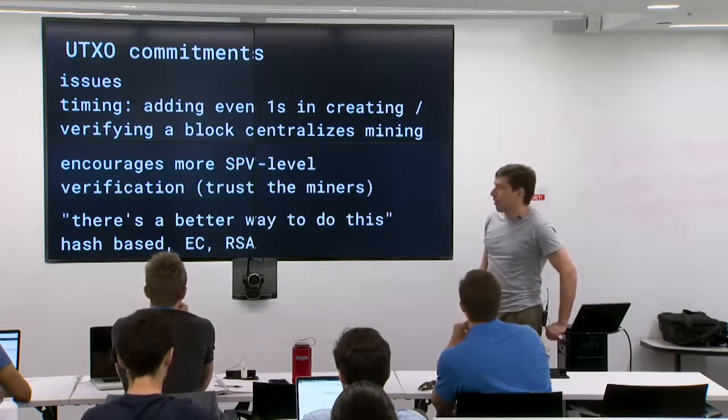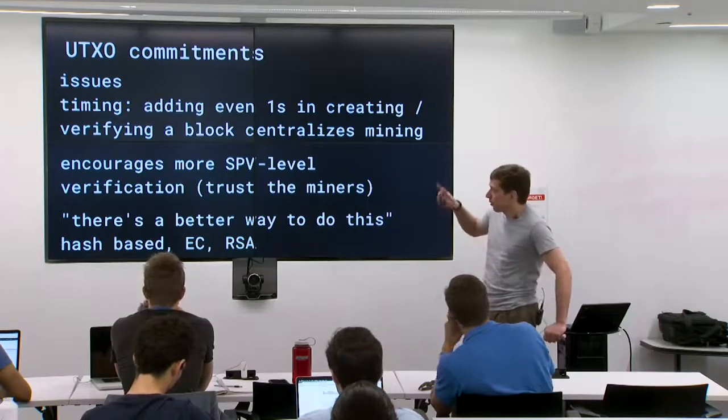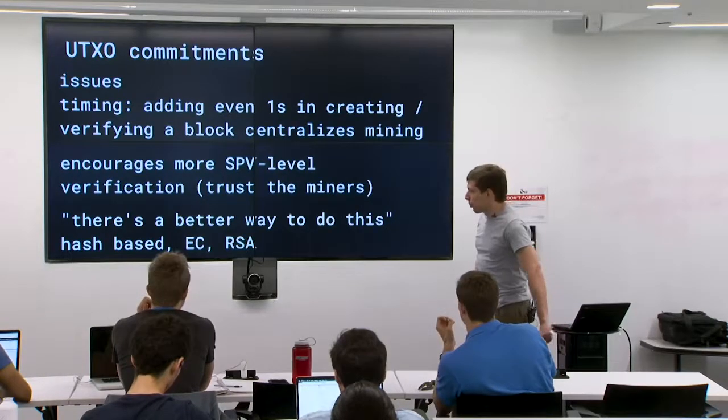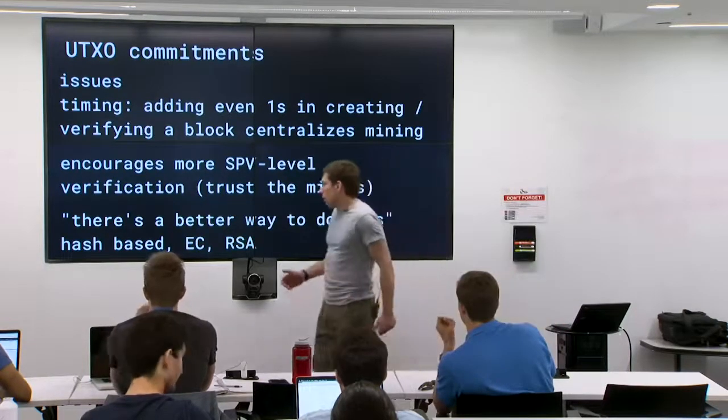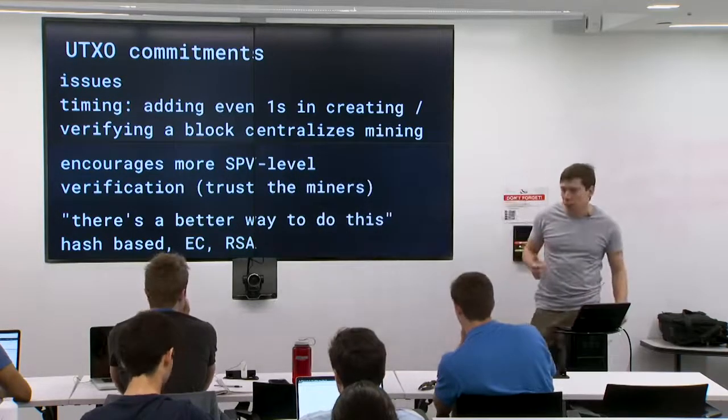It does exist in Ethereum, which is just hash-based, the tree thing that Joe Bonneau explained. But that doesn't provide for non-inclusion proofs, which would be fun. So this is another research area. Any questions about UTXO commitments?